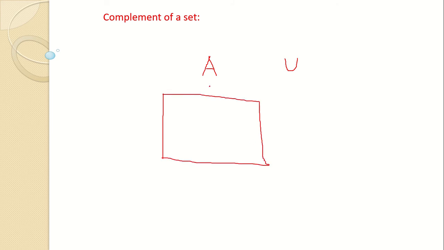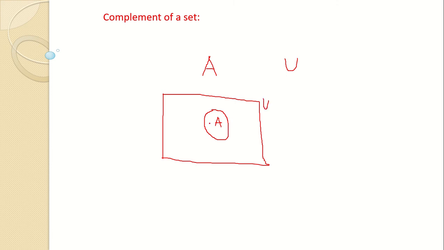Before going to the definition, I'll just try to make you understand what is meant by a complement of a set. Let's say there is a set A, and there is a universal set. I'll represent this universal set by a rectangle. This set A is a subset of the universal set, meaning it has to be inside the universal set. So this is my set A and this is the universal set.